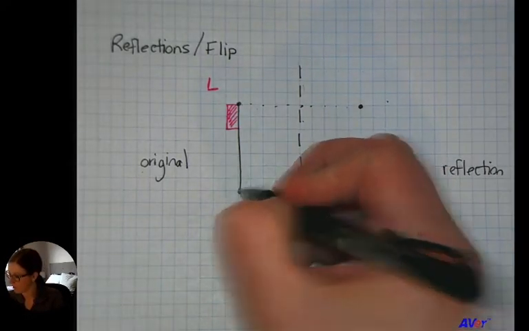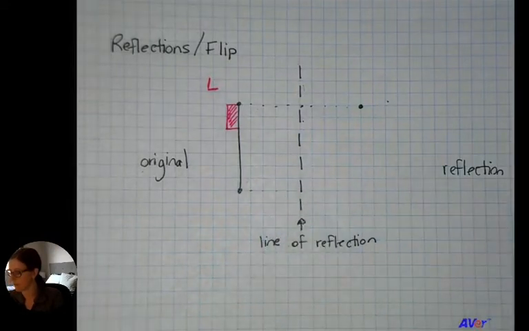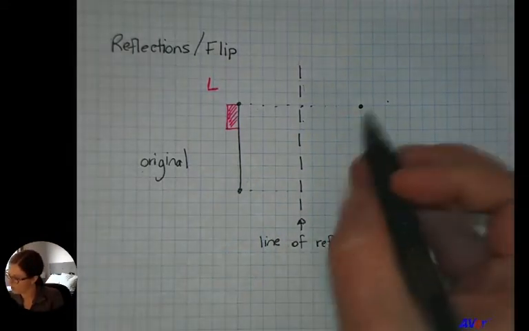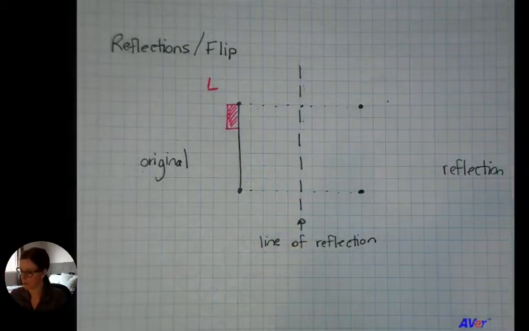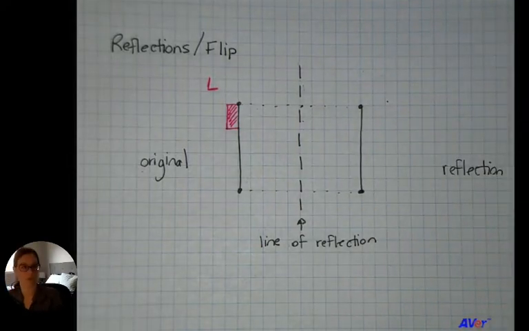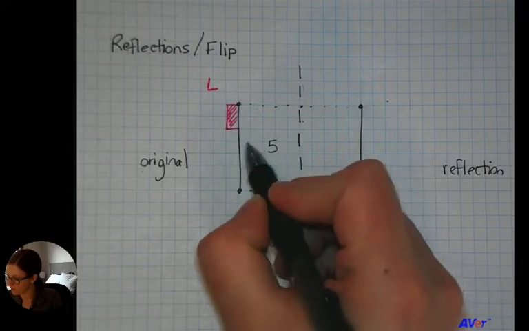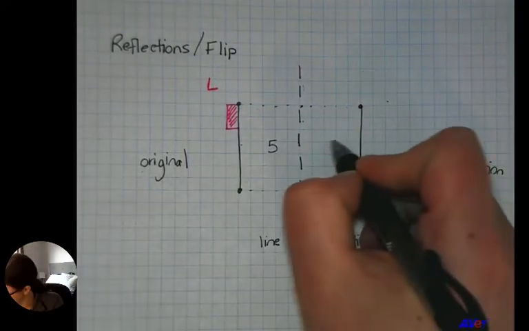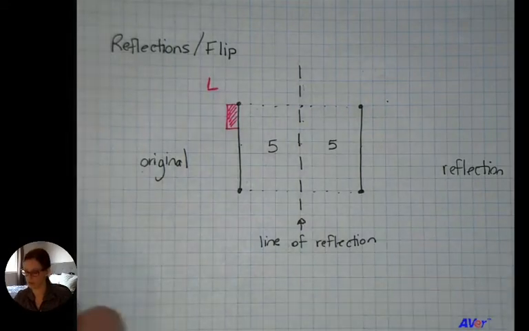I'm going to do it again with the bottom. It's 1, 2, 3, 4, 5 spaces from the line of reflection. Count it again: 1, 2, 3, 4, 5 spaces over here. And I'm going to connect the dots, and there's my flagpole. You can see there's 5 squares between here and here, and 5 squares between here and here, so they're the same distance from our line of reflection.